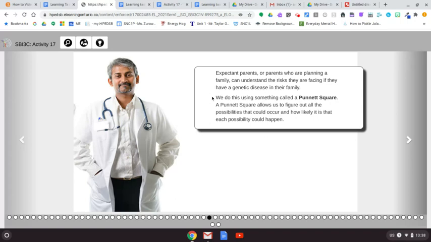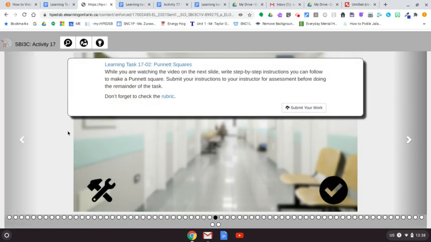So what we can do is a Punnett square. That is basically the math of genetics, which I really always liked. It gives you the chance to figure out what are the possibilities of having a child with cystic fibrosis? What are the possibilities of having a child with hemophilia? Those sorts of things. So, learning task 17.2.